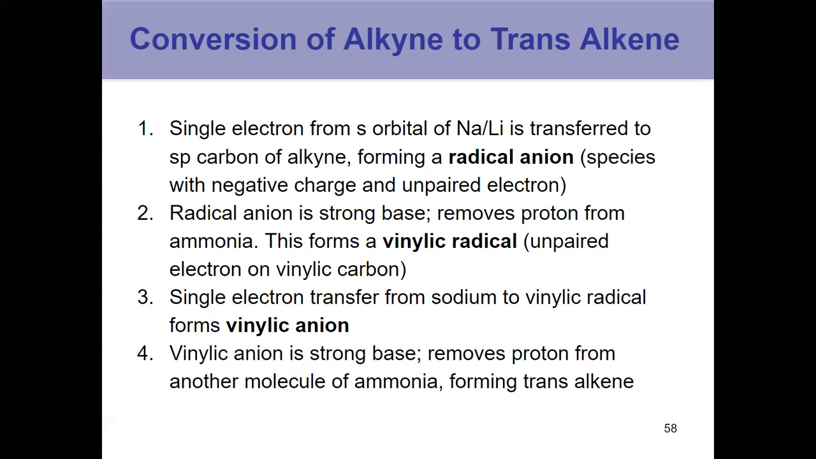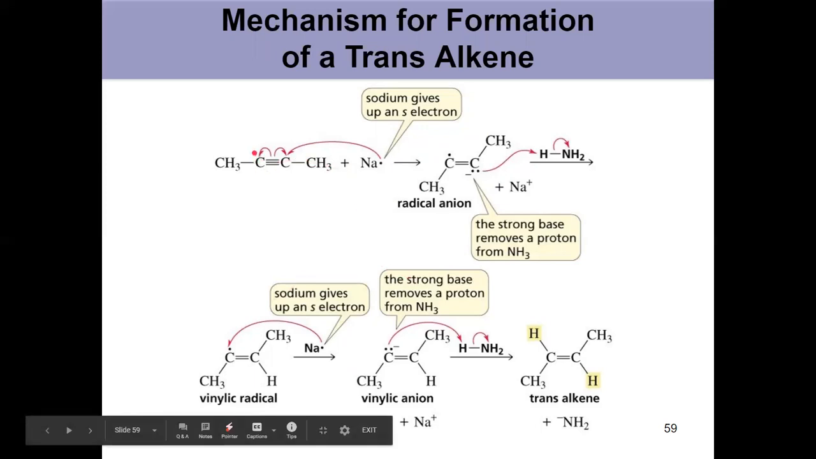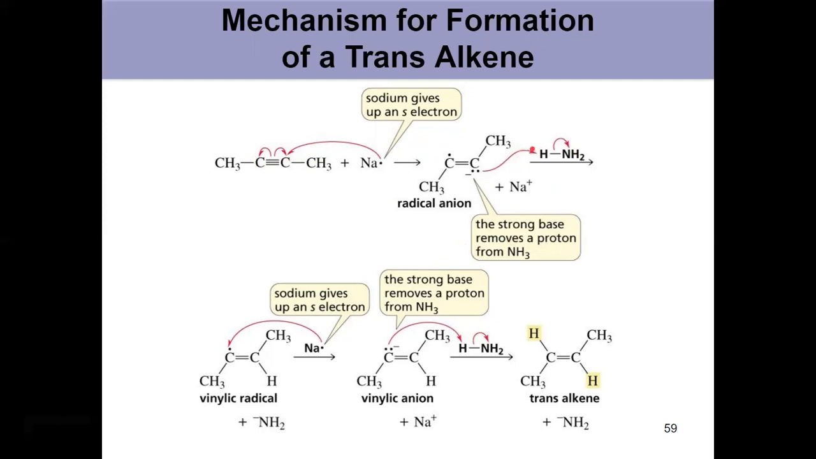Radicals aren't covered until chapter 12. So while I want you to be aware of this mechanism, it won't be explicitly tested. What I do want to draw your attention to, just to set the precedent for later on, notice the single barbed arrows here. When we move 2 electrons, we use a normal arrow with 2 barbs, 2 ends, 2 hooks. But here it's just a single hook when we move a single electron. So you don't have to know that mechanism right now, but in case you were curious how it happens, it's shown here on slide 59.